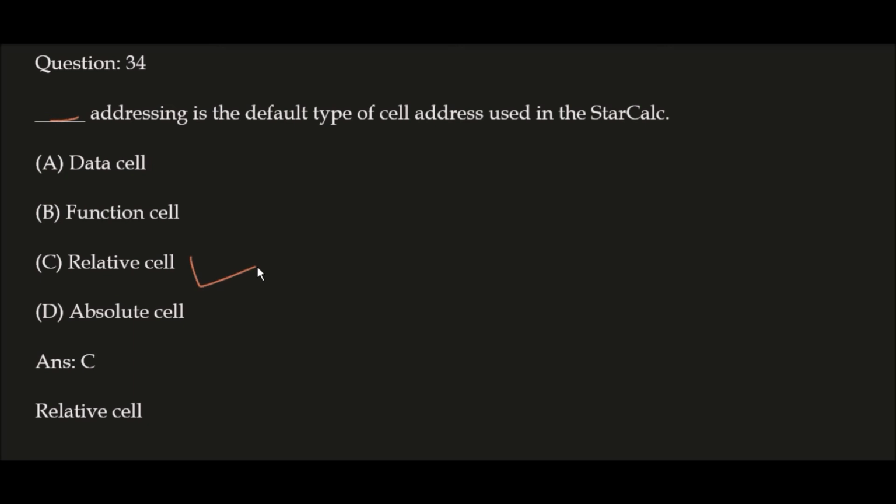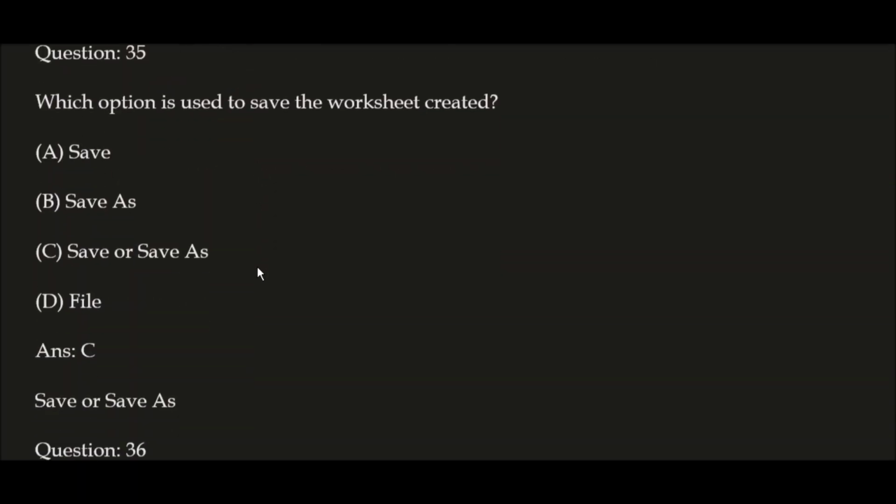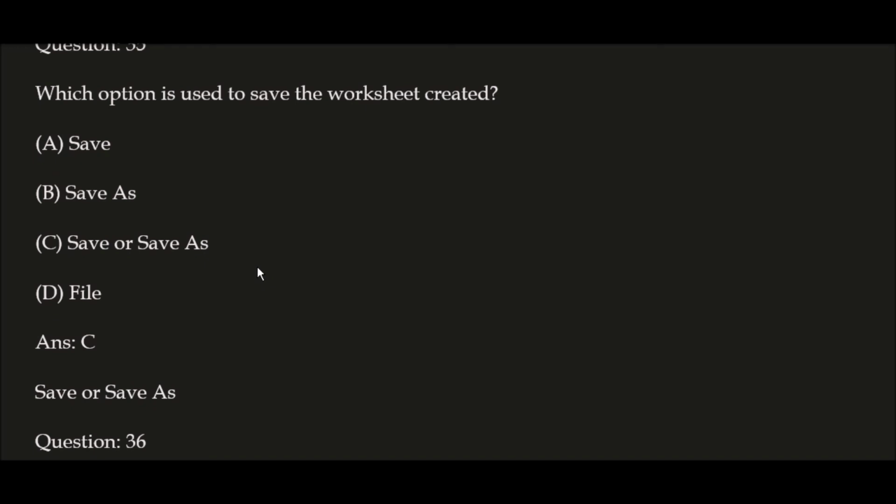Okay. Next question. Which option is used to save the worksheet created? Option A, save. Option B, save as. Option C, save or save as. Option D, file. Correct answer here is option C, save or save as. Okay. Save or save as option is used to save the worksheet created. Okay. And generally we use the save and save as options in any software to save the file.